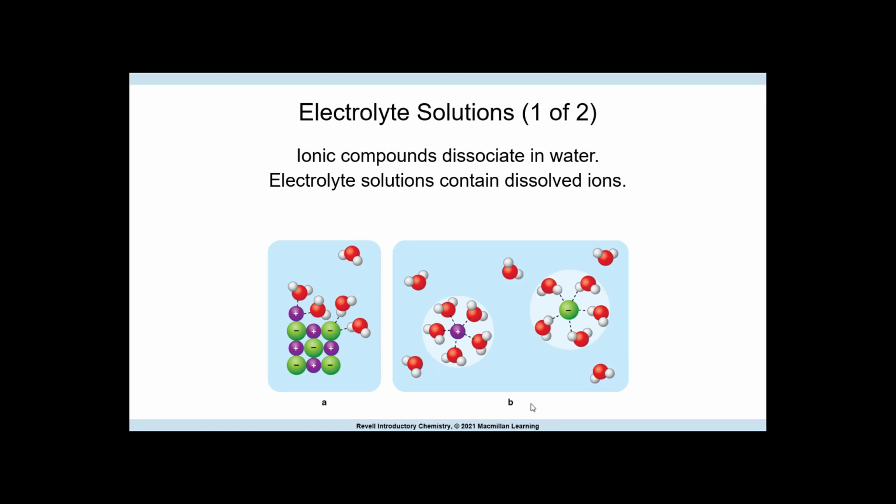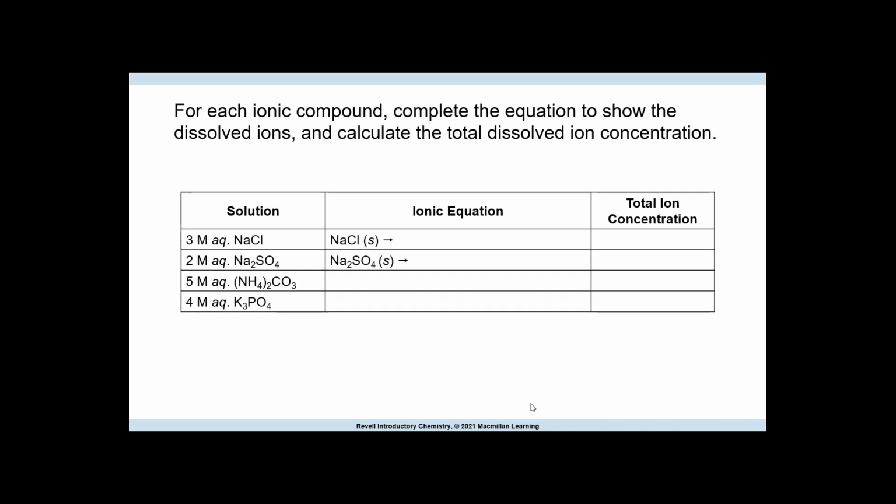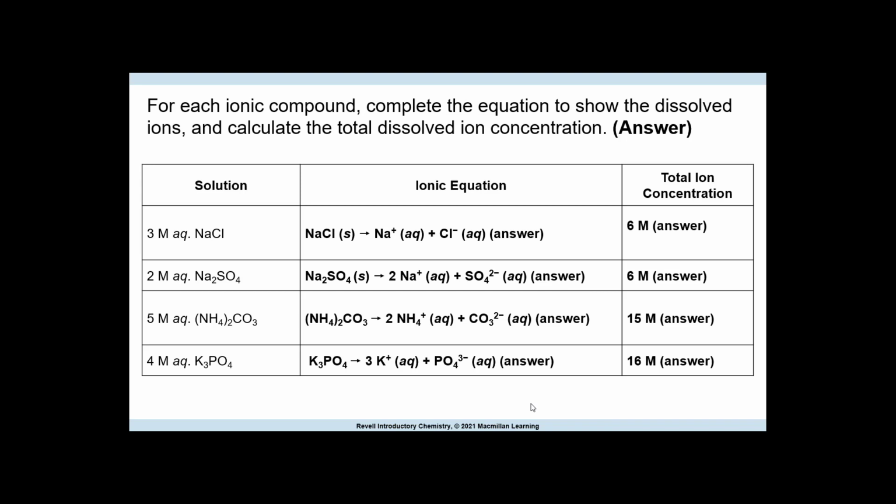Okay, so let's take a look at, again, review here. Ionic compounds dissociate in water. Electrolyte solutions contain dissolved ions. So if we look here again, review, magnesium chloride, let's say it's 1 molar, that means 1 mole per liter, but in there is 1 mole per liter of magnesium ions, but there's 2 moles of chloride ions per liter. So let's break this down here. I'm just going to show the actual page so we can go through this.